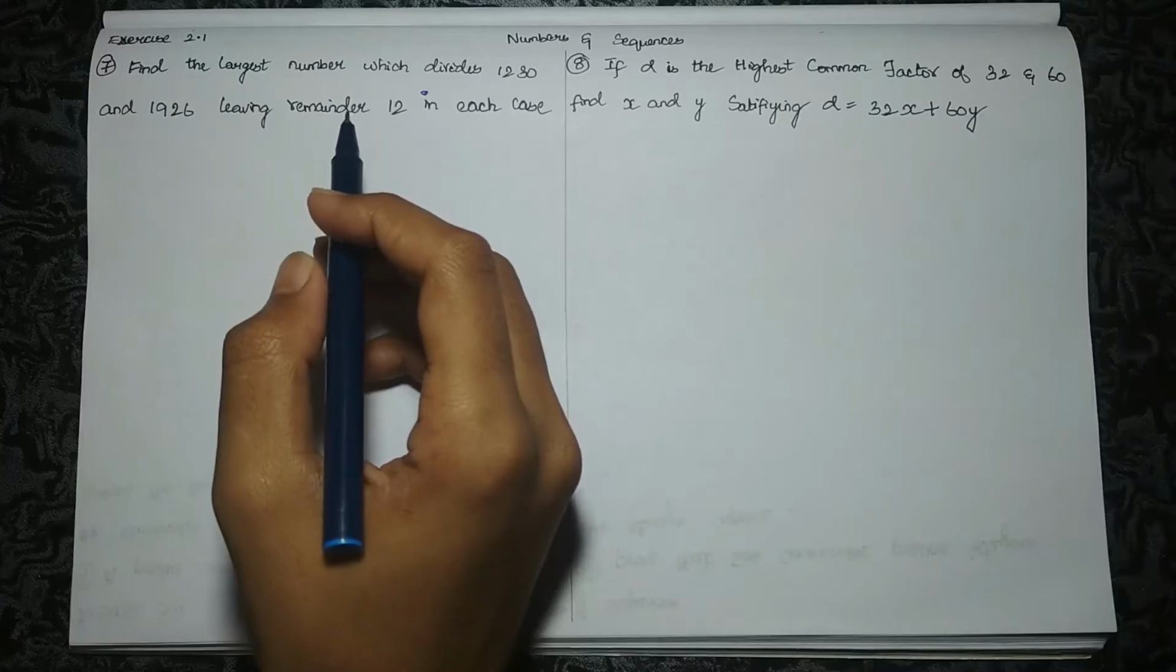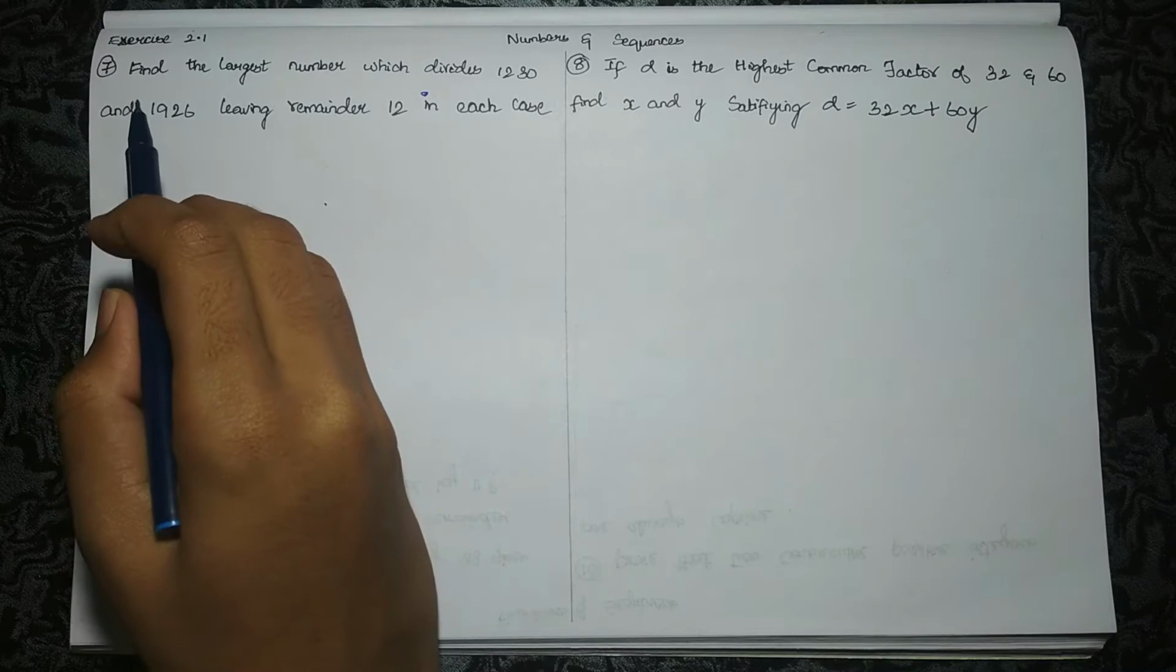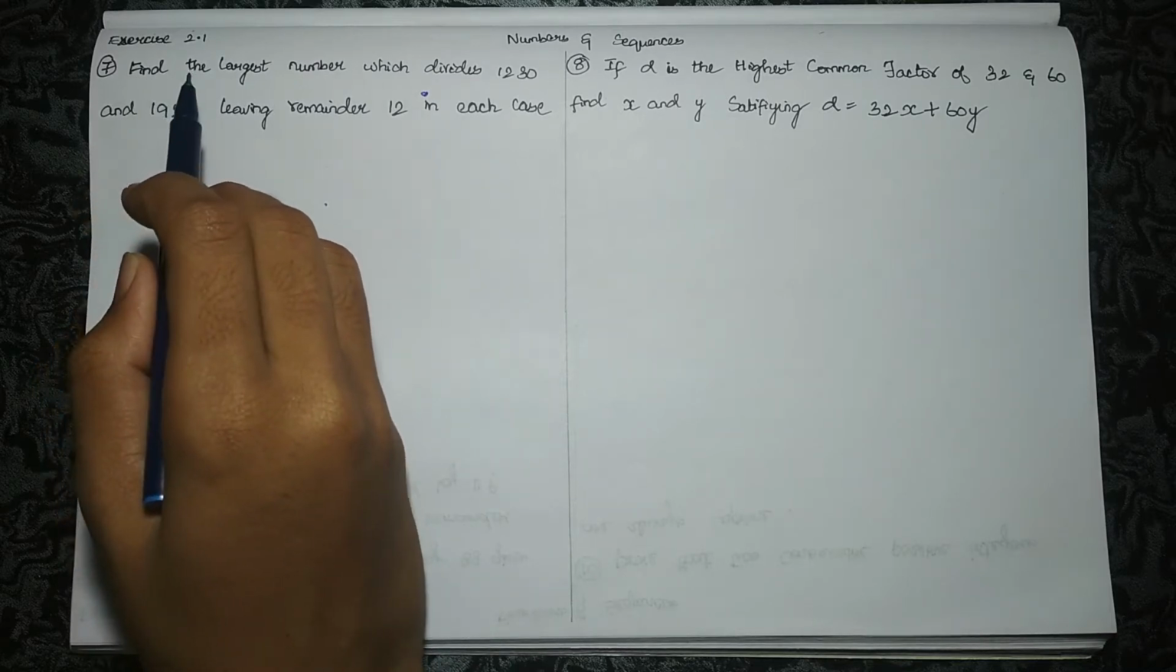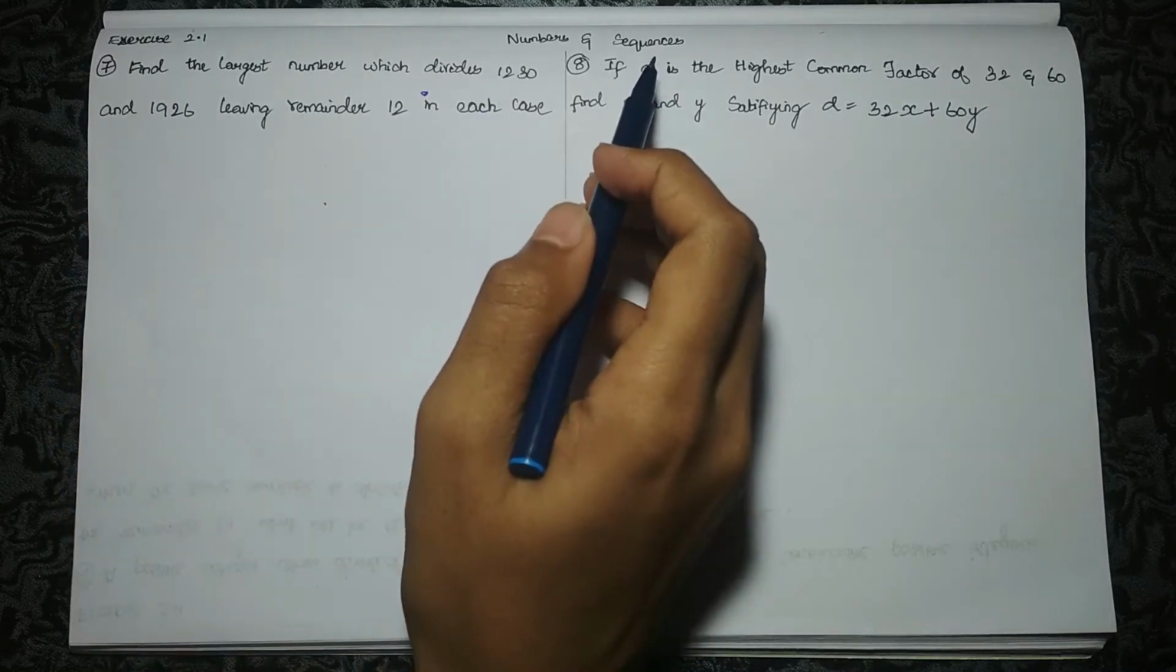In this class, we will continue our chapter 2 and we will see the seventh problem from exercise 2.1, chapter numbers and sequences. So let's go into the video.